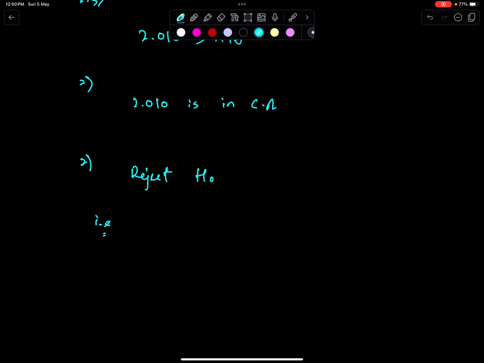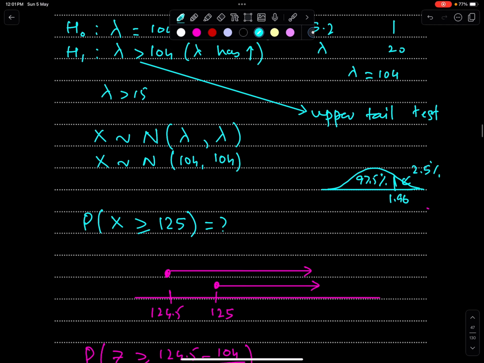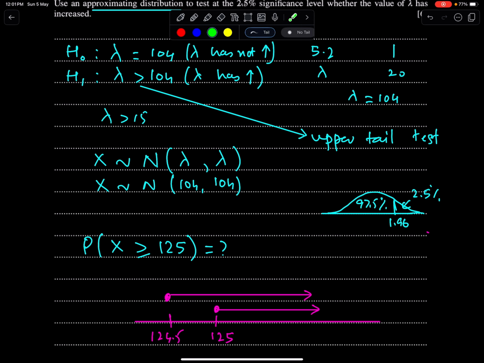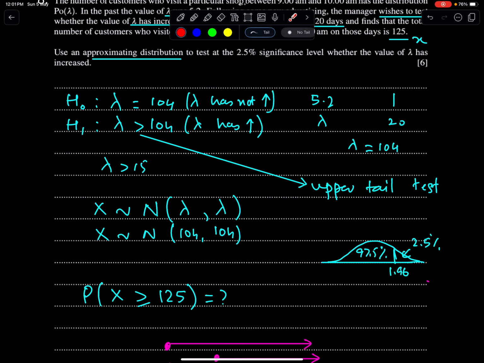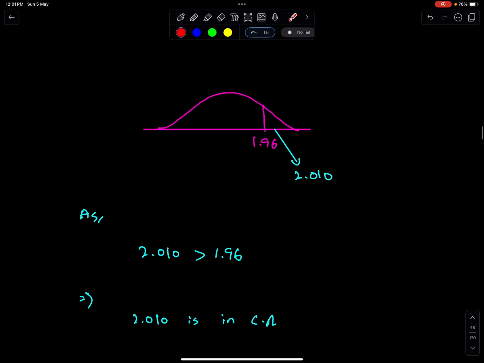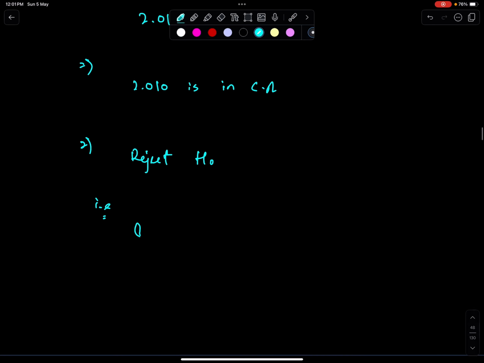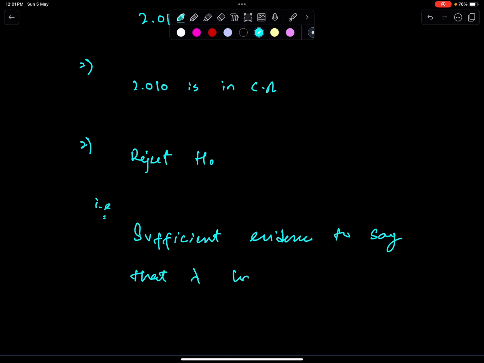That is, there is sufficient evidence to conclude that lambda has increased. See, we have rejected H0, so we are accepting this fact. Sufficient evidence to say or conclude that lambda has increased.